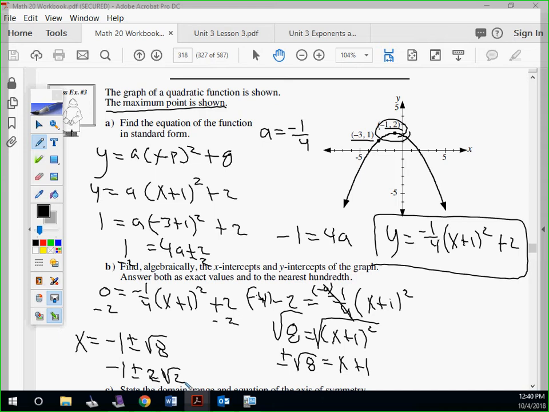So the y-intercept in this one, plug 0 in. We're going to plug 0 into the standard form we got right here. So 0 plus 1 is 1. 1 squared is 1, so this essentially is nothing. It's negative 1/4 plus 2. To do that, we've got to get a common denominator, a little fraction work. 2 in terms of fourths is 8 fourths to get a common denominator. And so that means 7 fourths is our y-intercept.